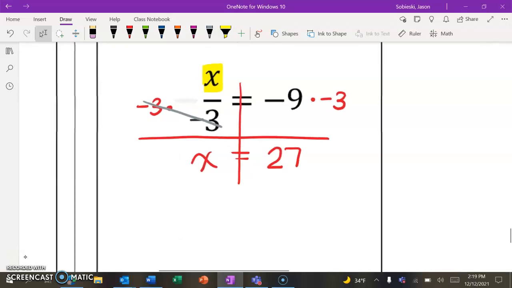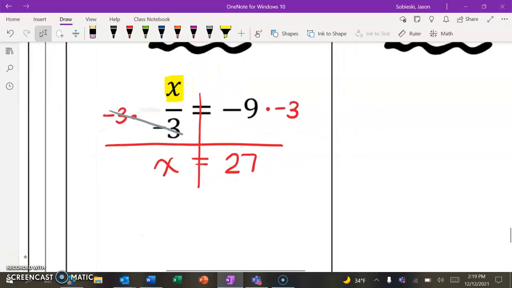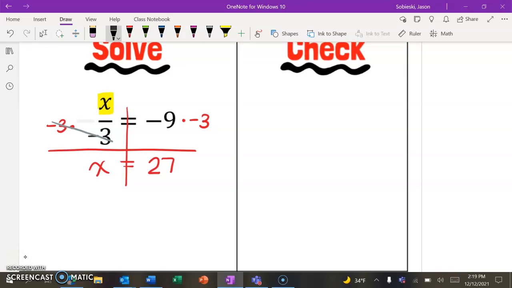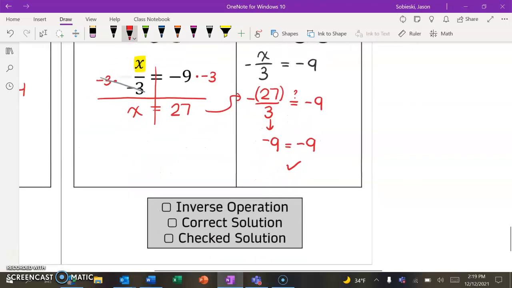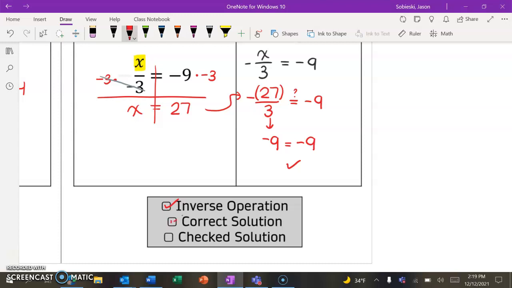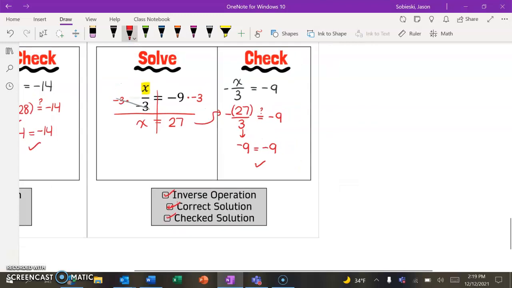If we do that, it leaves us with just an x on the left side. -9 times -3 should give us +27. So let's go back to our original equation and substitute 27 in. So it becomes -27 over 3, which should equal -9. This in your calculator definitely gives you -9. So you know your solution that we thought, x equals 27, was definitely true. We can use our check boxes and we are all done.